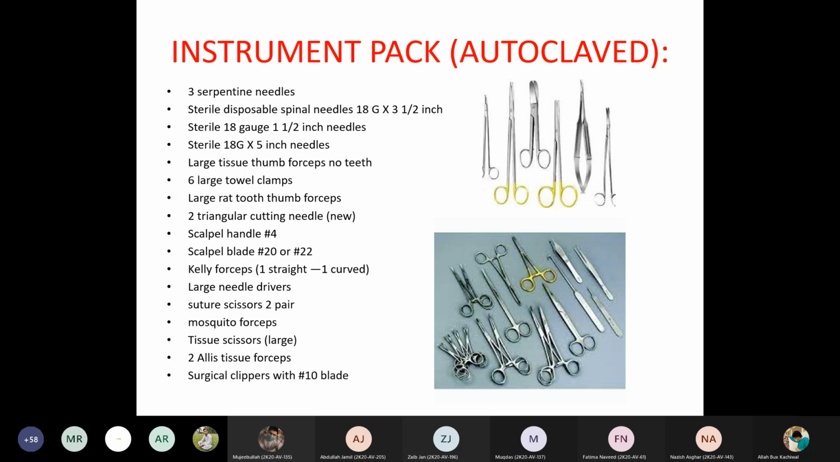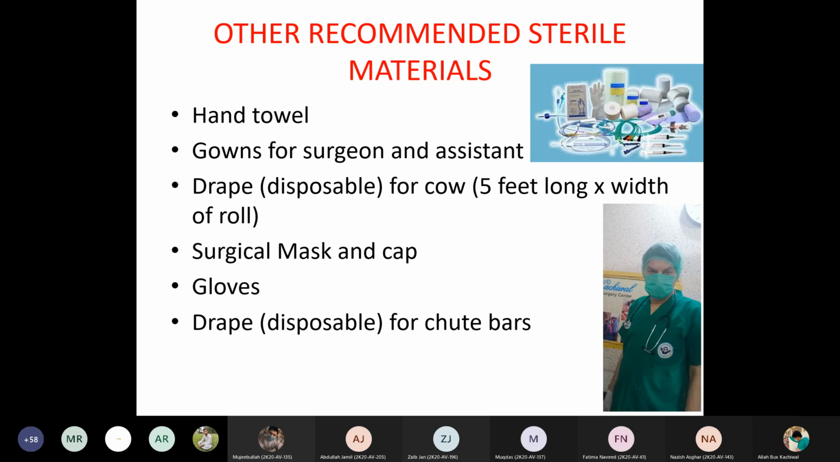Then we need materials like hand towels, gowns for the surgeon and assistants, and a disposable drape for the cow, 5 feet long and the width of a roll. The surgical mask and cap are required for the surgeon and assistant. Hand gloves, which must be rubber gloves, are required for the surgeon as well as the team. Disposable drapes are required to cover the animal, and only the area of the incision is left without draping, whereas the whole animal is covered with a drape, so that no contact of the hands and instruments may take place with the body of the animal during surgery.